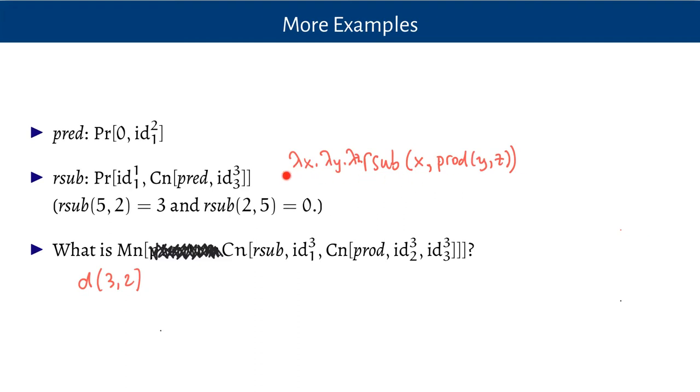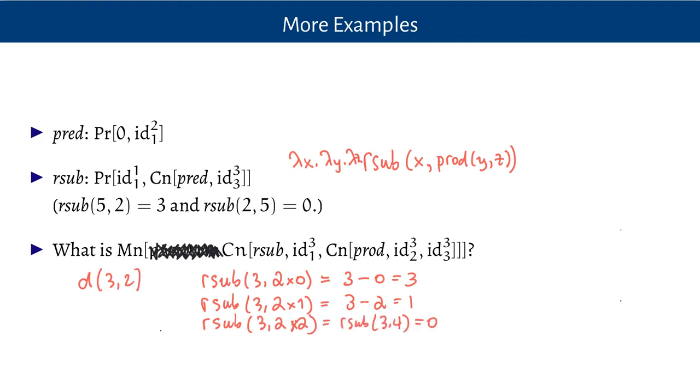We apply our function to 3, 2, and 0 and see what we get. The result is 3, and that isn't 0. So we try it again with 3, 2, and 1. Now the result is 1, which is closer to 0, but still isn't 0. So we try it again. R sub of 3, 2, and 2. The result now is 0. So the last input that we chose, namely 2, is the answer for this function. D of 3 and 2 is 2.